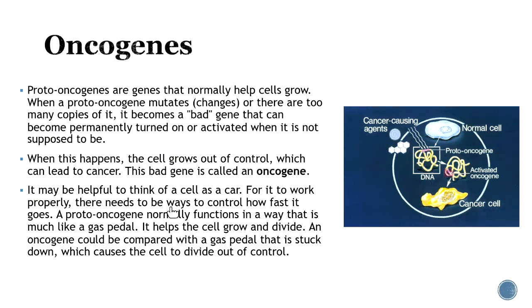So I use this analogy right here. Think of the cell like a car. You have to have a way to control how fast you can go. So think about your gas pedal. Sometimes with the cell, you have to nudge it along. Okay, we need to speed up a little bit. So you step on the gas, but you can release it. You can take your foot off the gas pedal and it'll slow down a little bit. So think of a proto-oncogene as a functioning gas pedal that you can push down and it'll go up, but if you take your foot off, it slows down a little.